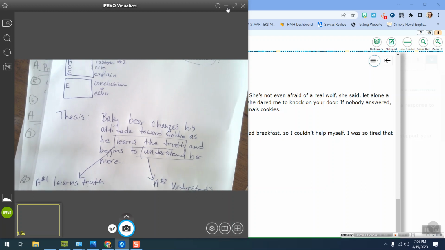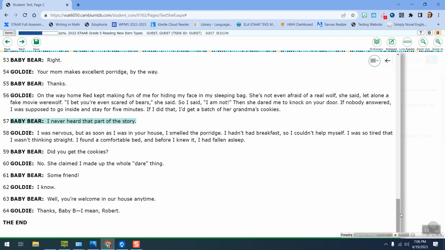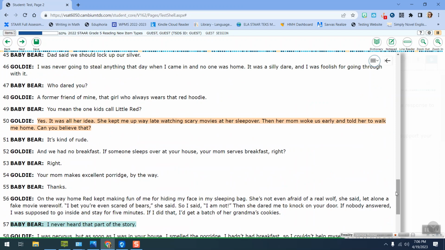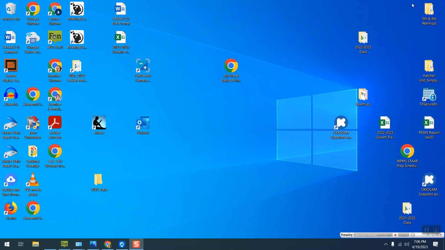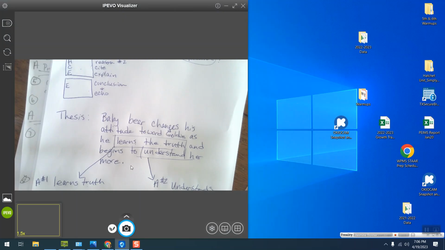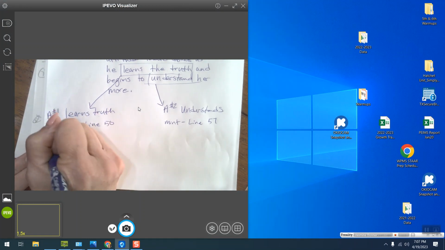So for example, on that one, if I was citing that evidence, I would say in line 50, Goldie tells Baby Bear that being in her house was, quote, all her idea, or all Red Riding Hood's idea, because I can sum up what I know is happening here. That could be my text evidence, and then I just need to explain it, right? So I have to explain that.